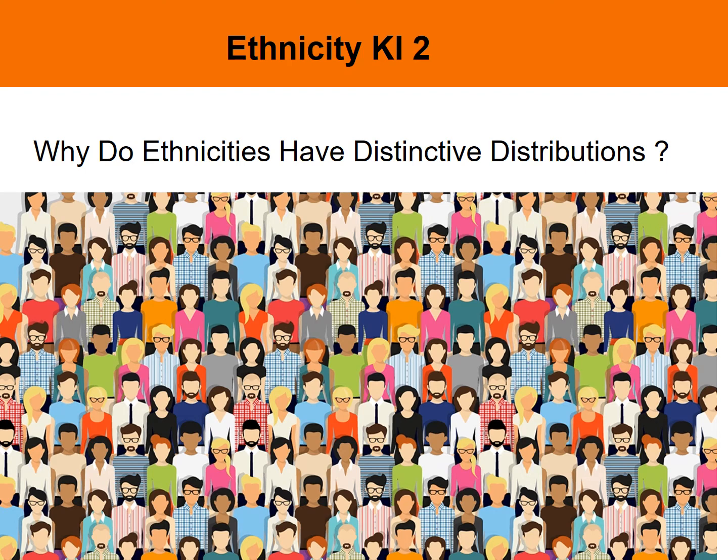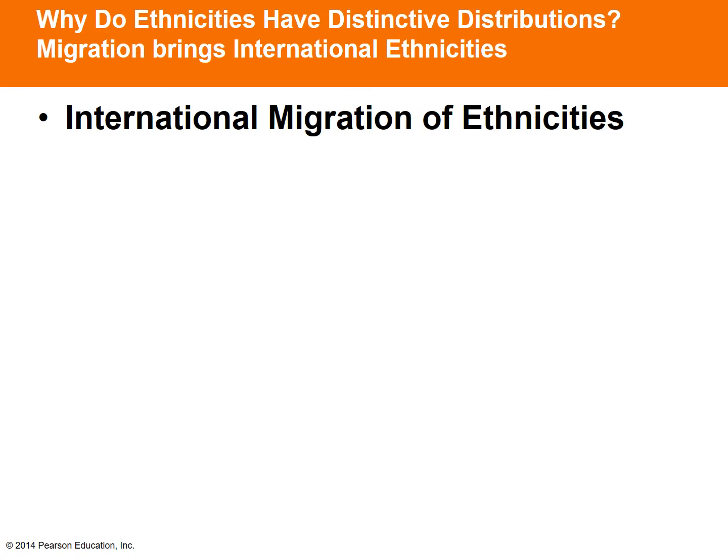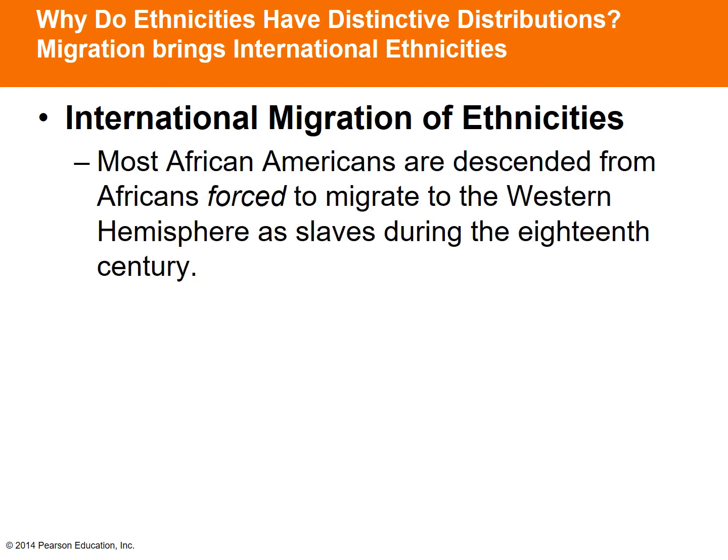This is the lecture for Key Issue 2 for Ethnicity, Chapter 7. Why do ethnicities have distinctive distributions? Let's talk about international migration of some of the dominant ethnicities of the United States.